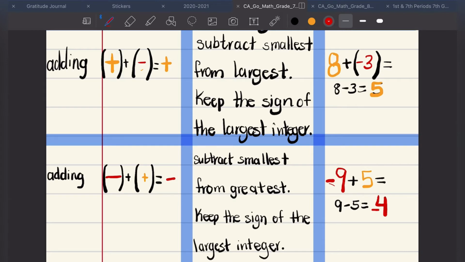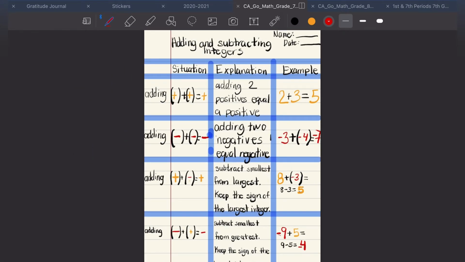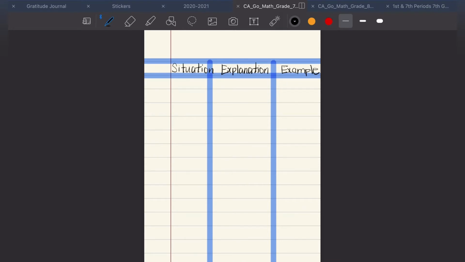Okay, and again, all of these 4 examples are whenever you are adding. And now we are going to look at what happens when you are subtracting. Whenever we subtract, this is when we use the rules that we learned. Remember we said subtracting a positive is the same as adding a negative. So that's what we are going to apply whenever we are subtracting.